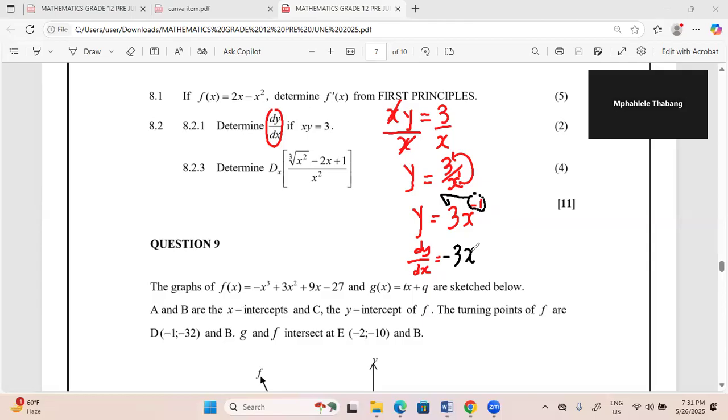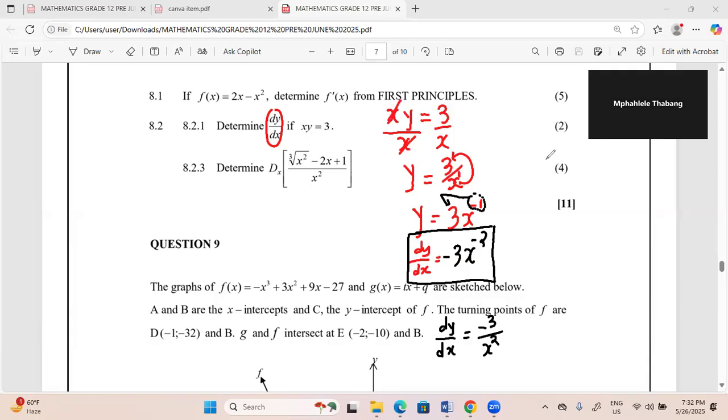Last step is to subtract 1 from your exponent. So your exponent is -1. If you subtract 1 from -1, you have -2. So dy over dx equals -3x to the exponent -2. This is your derivative. You can also write your exponent in a positive form. You can say dy over dx equals -3 over x squared.